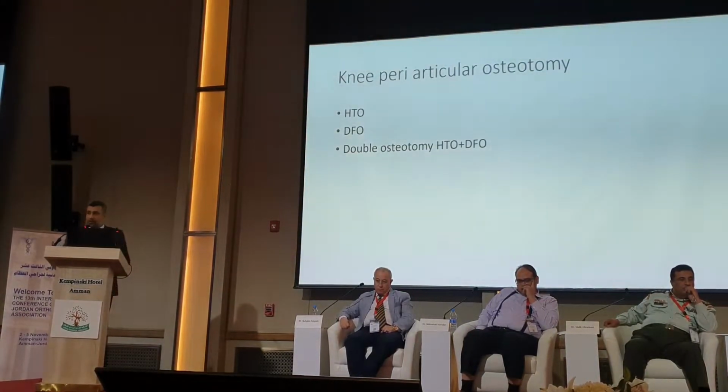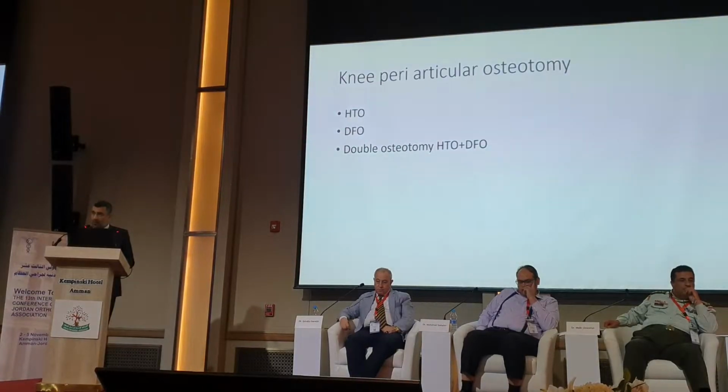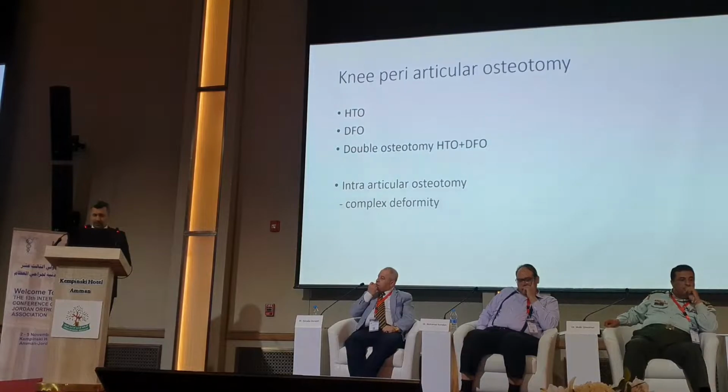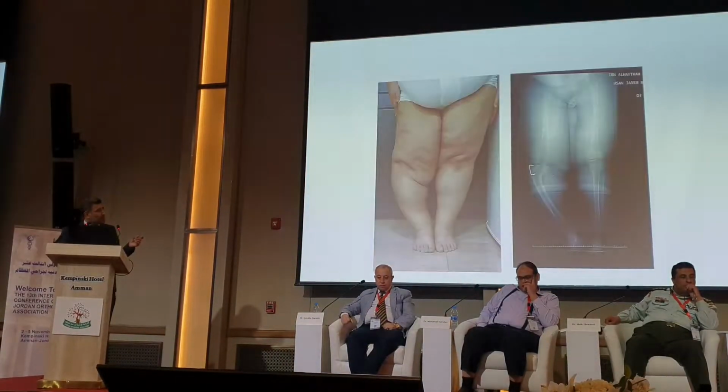Now, is it high tibial, distal femoral, double osteotomy, or may it be an intra-articular osteotomy? This is especially in complex cases, like in this case, of Blount's disease.